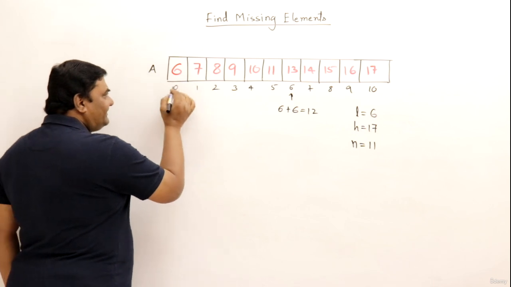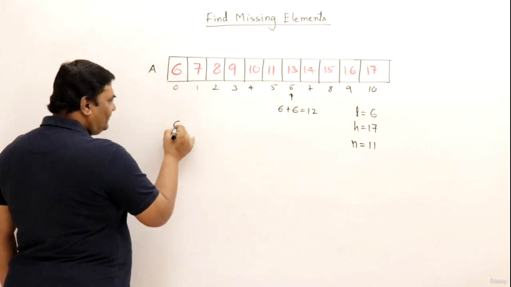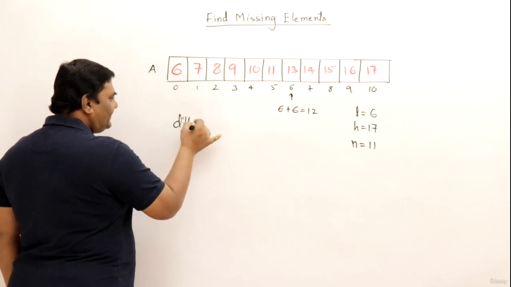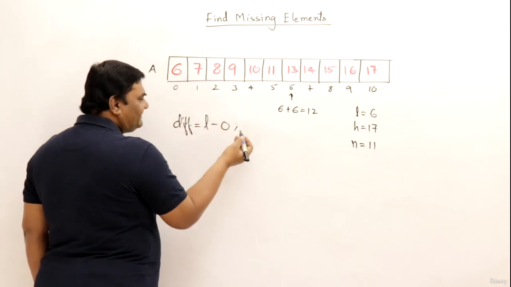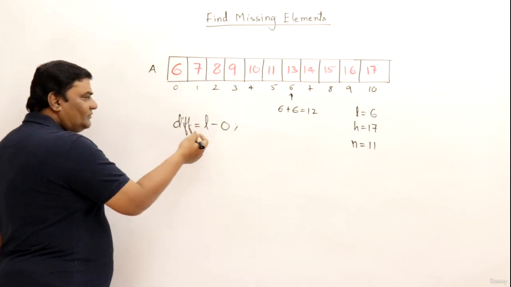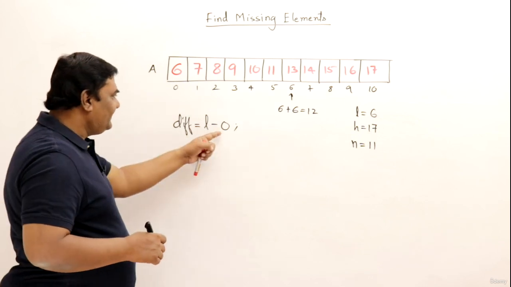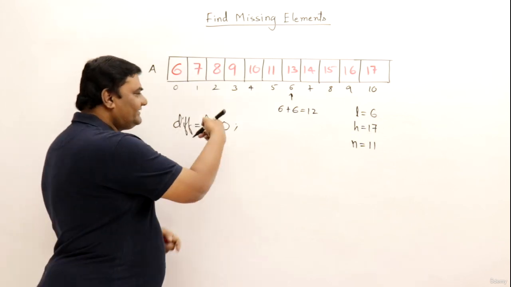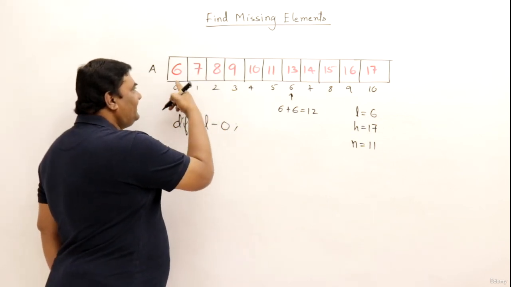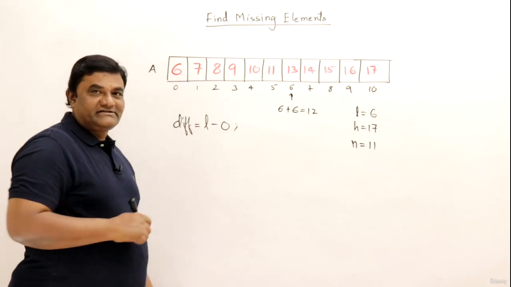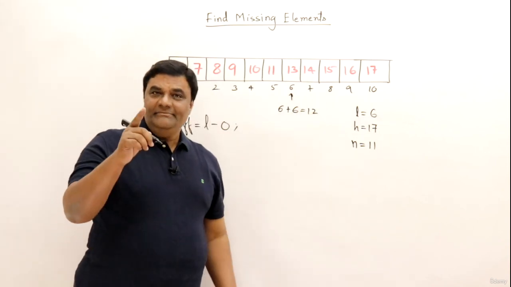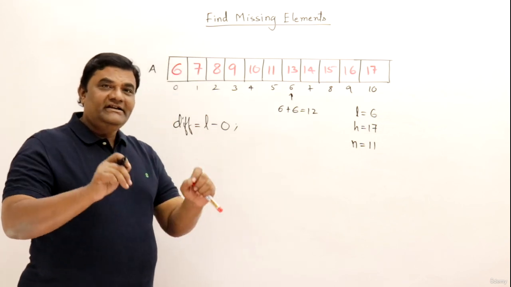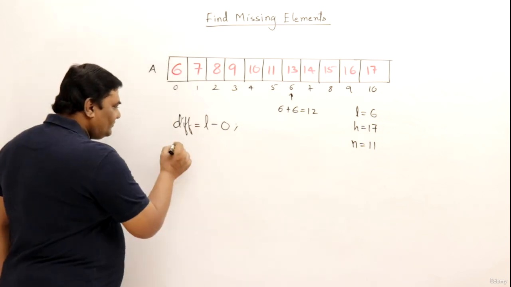We know that the array index starts from 0 onwards. So first of all, I will take the difference. Difference is low minus 0. That is low only. Low minus 0 gives me the difference. I am writing 0 so that I can show that this is the difference between the starting index and the value, and it will be 6. Now using a for loop I can scan through the array, and every time I should check that the difference maintained is 6 only.